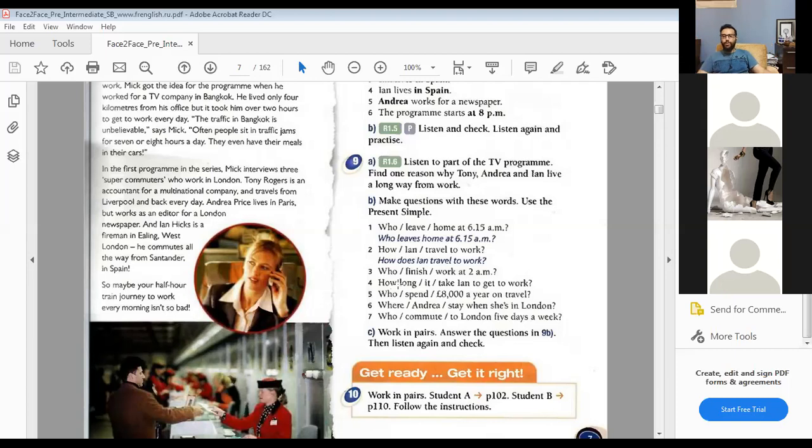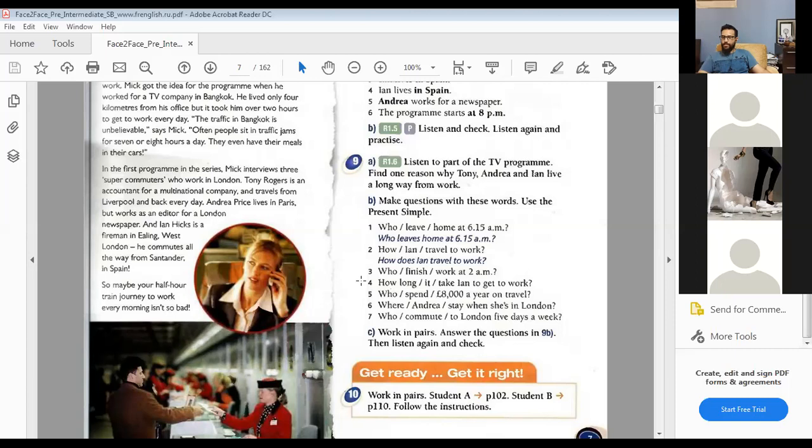Look at question number 2. Can you see question number 2? How does Ian travel? We don't say travels. We say travel. No S, because we have does. And it's a non-subject question, okay? All right, very nice, Mohammed. Your answer is correct. Who finishes work at 2 a.m.? Very nice. All right, Hind, you can do number 4.